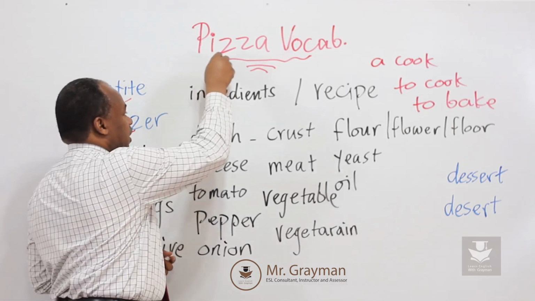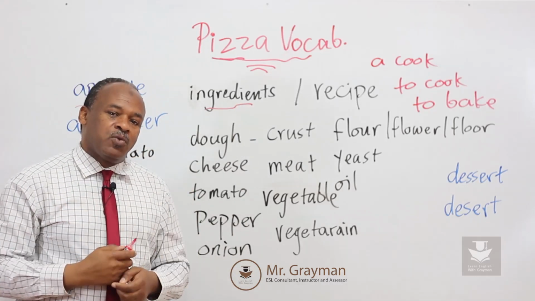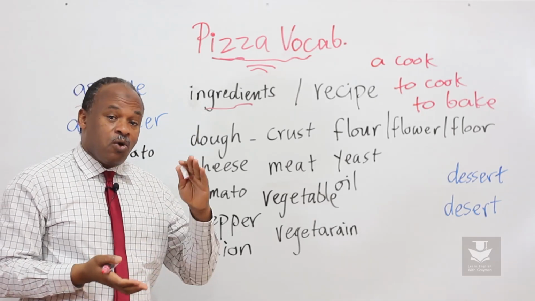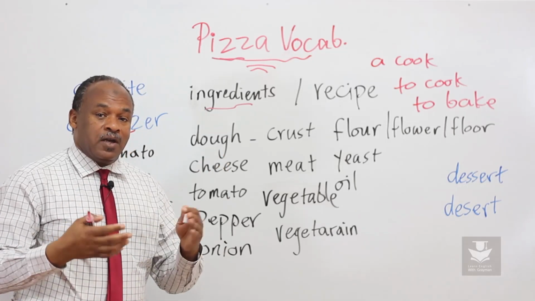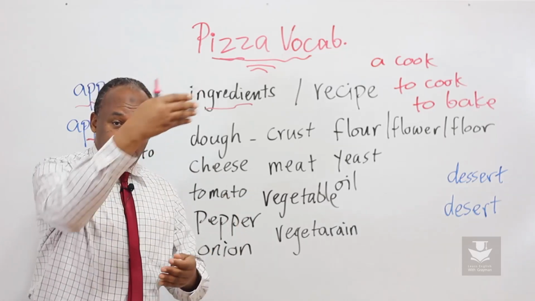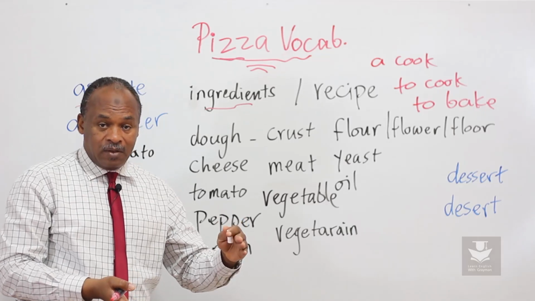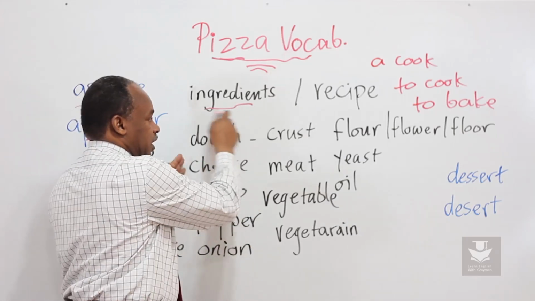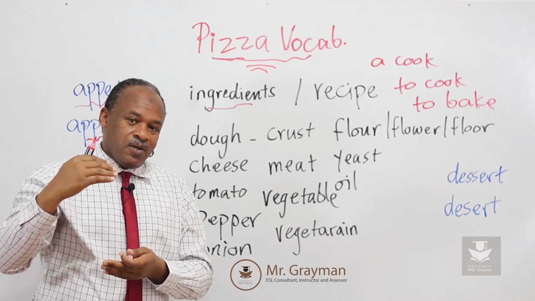When it comes to pizza here, I would like to look at the ingredients. So what is the meaning of the word ingredients? Ingredients are the parts or things that we put together in order to make pizza in the end. So what do we need? 1, 2, 3, 4, 5. A list of things that we need in order to make pizza, right?